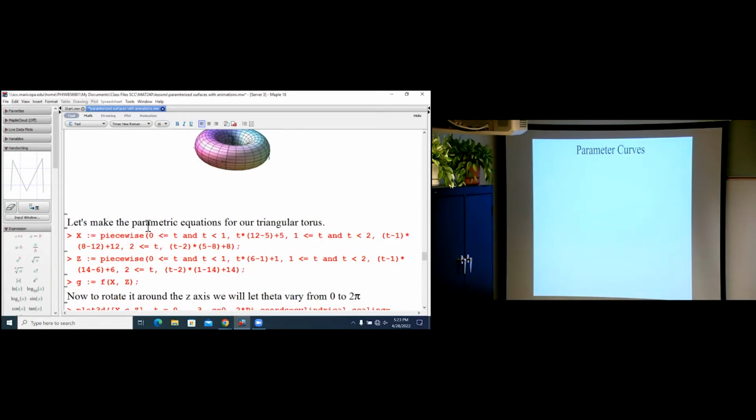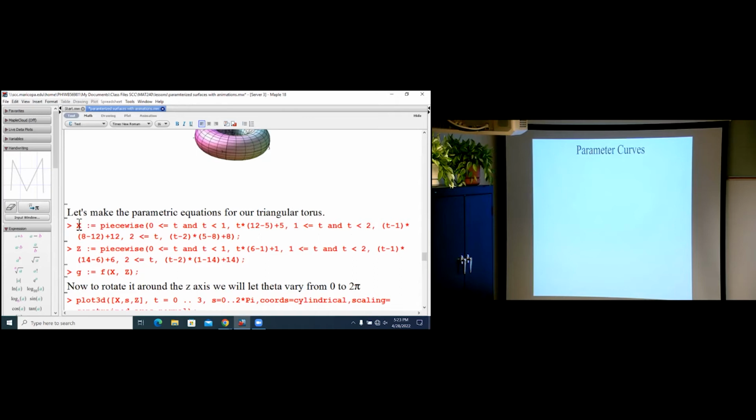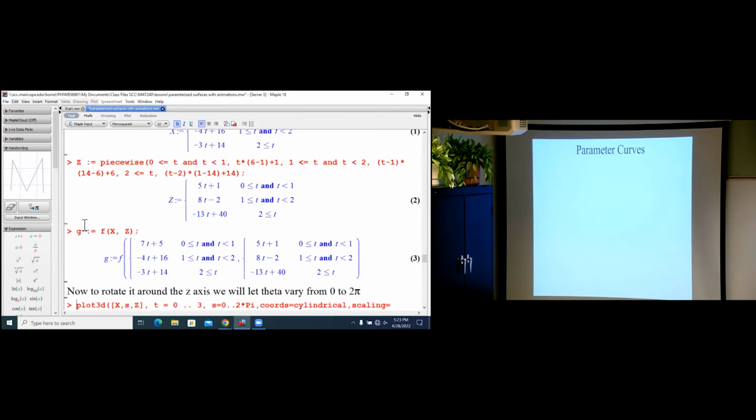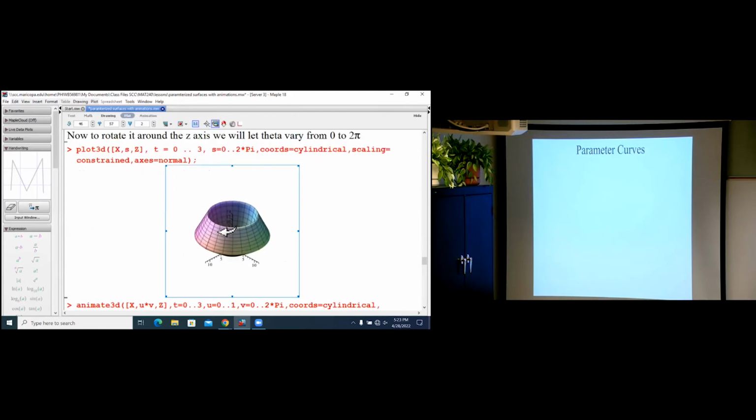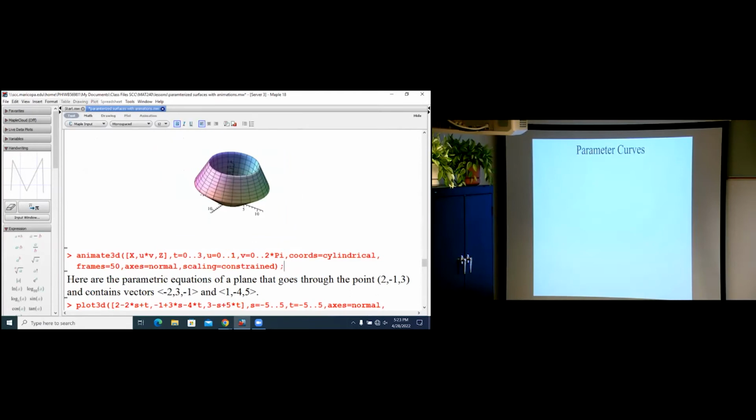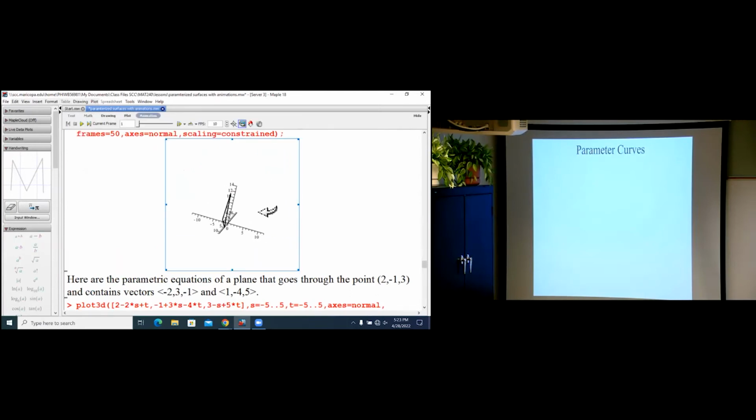We're back. Sweet. All right. So I'll show you the triangular torus since we talked about that. That's what that thing would look like, that triangle being rotated around. We can animate that. So that's that triangle in the XY plane. Rotate that thing around.